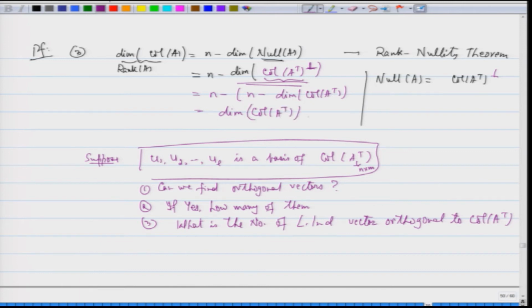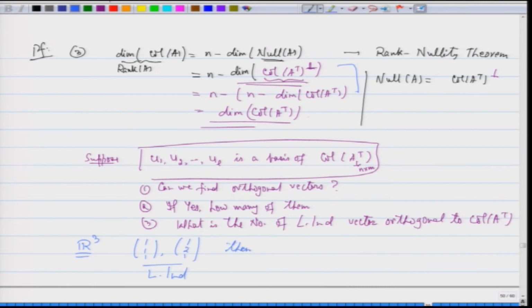So I have not been able to give you the idea of how I go from here to here. I would like you to try it yourself. For example, if I am in R3, I give you two vectors, 1, 1, 1 and 1, 2, 1. These two are linearly independent.